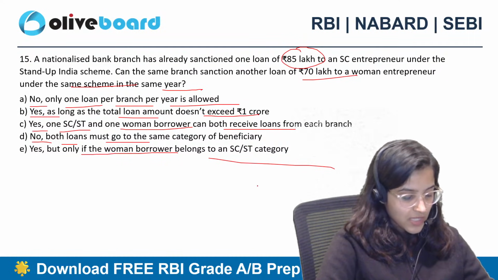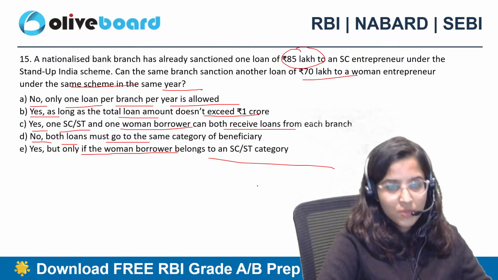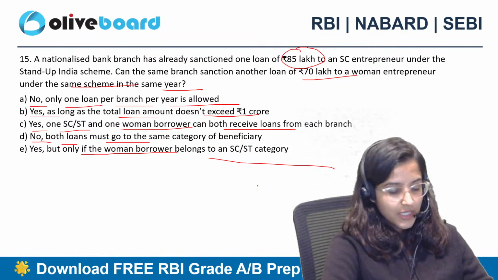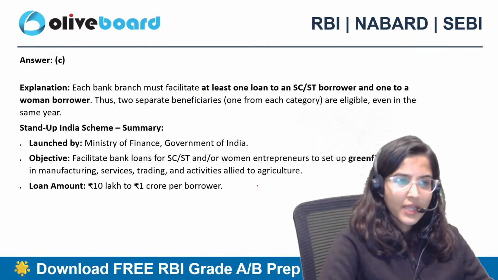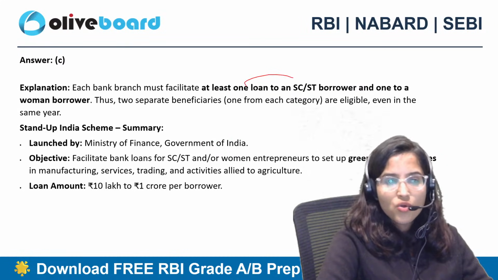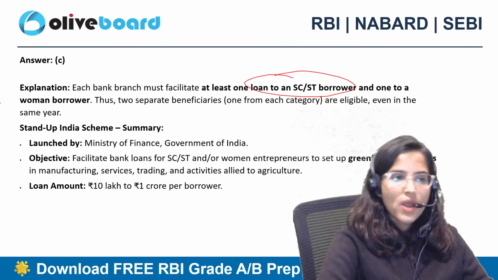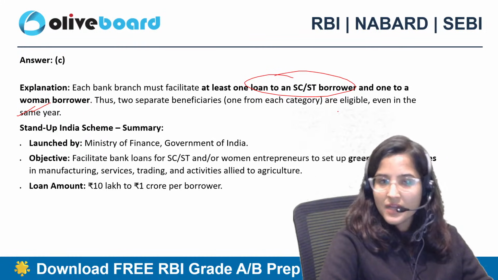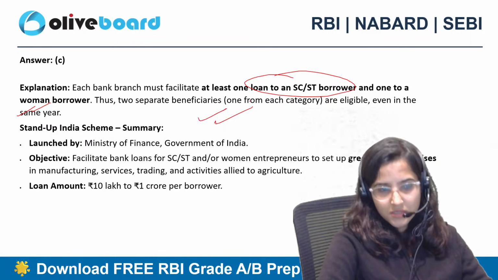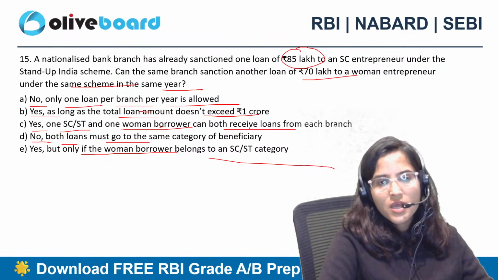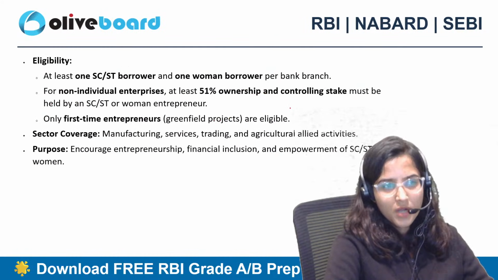15th, I've received C as the answer. Does anyone else want to reply? The correct answer is C, absolutely correct. Each bank branch must facilitate at least one loan to an SC/ST borrower and one to a woman borrower. And so those separate beneficiaries are eligible even in the same year. Okay, so your answer is C. Yes, one SC/ST and one woman borrower can both receive loans from each branch.